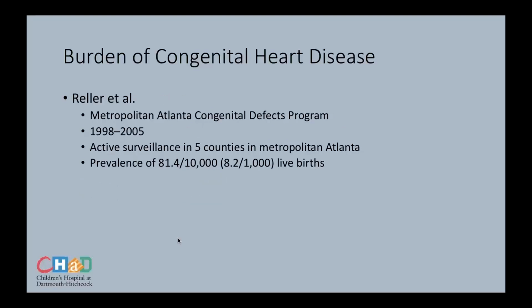And then the Reller paper was actually from US data from the Metropolitan Atlanta Congenital Defects Program, pulling data from 1998 to 2005. This is an ongoing active surveillance program in the metropolitan area of Atlanta, Georgia, which is in the southeast of the US. And they quoted a prevalence of about 8.2 per thousand live births, so similar to the prior paper.